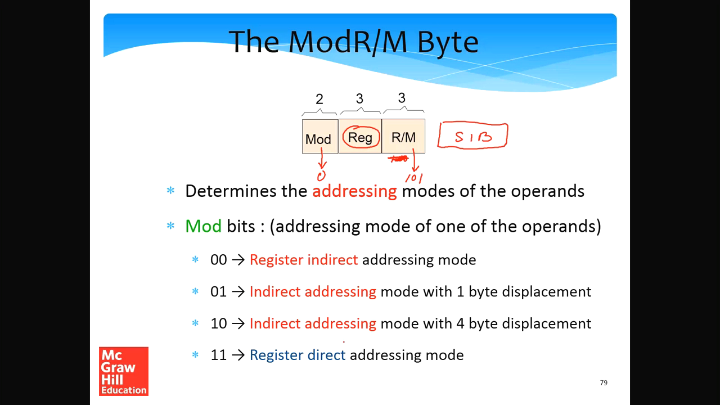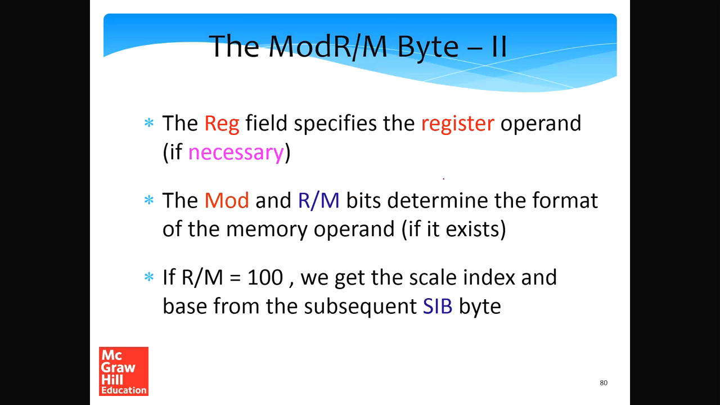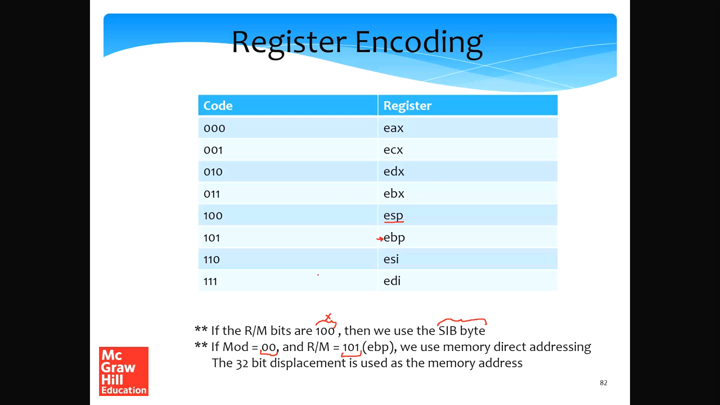So in this case, what should we do? What we should do is use register indirect, but we'll not do that. We'll treat the mod bits being 00 and R by M being 101 as a special case. And this special case corresponds to memory direct addressing. So in this case, we don't use any registers in the addressing. Instead, the 32-bit displacement is inferred as a memory address. So we directly use that as the memory address. For example, nothing stops us from writing, we can always write an instruction of this form.